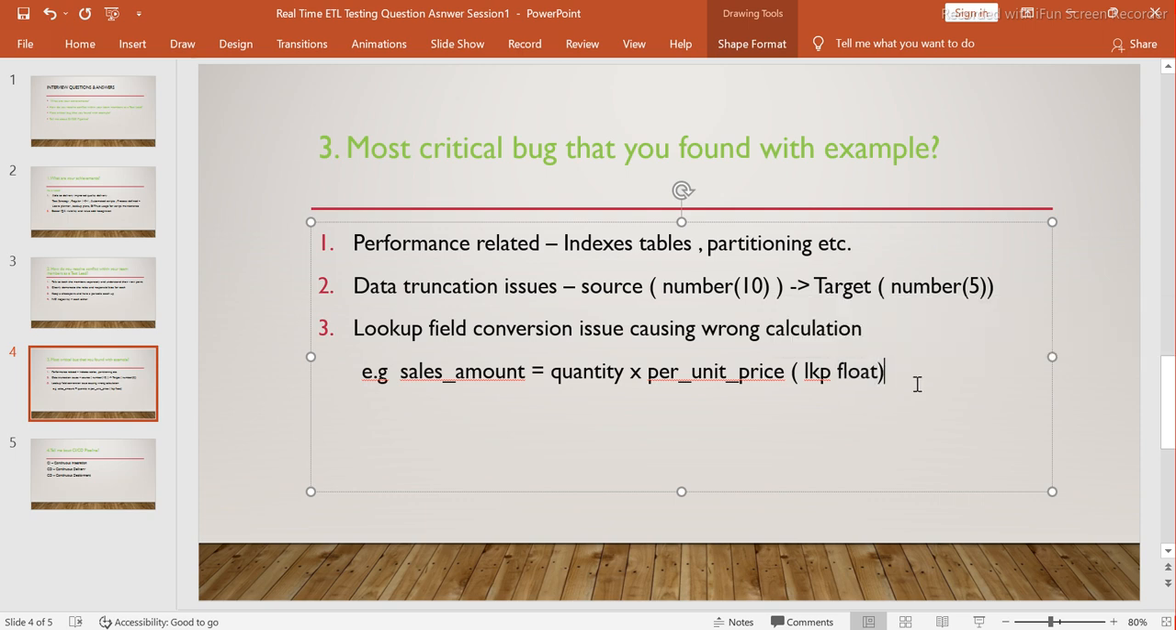But you will not come to know, because this is not something you can catch in the minus query. This is something related to the derivation, right? And this is the business rule that you have to verify.